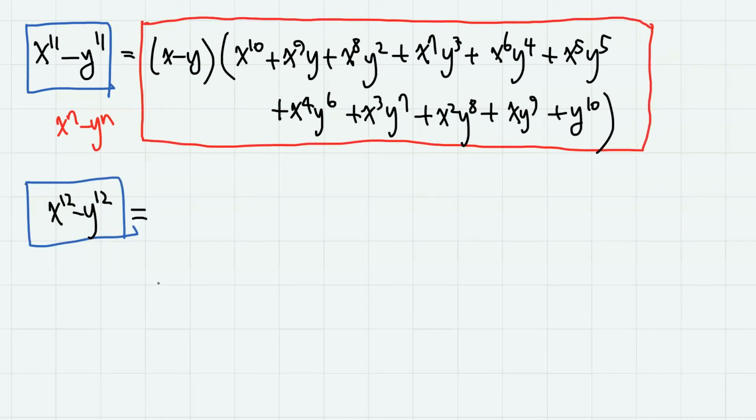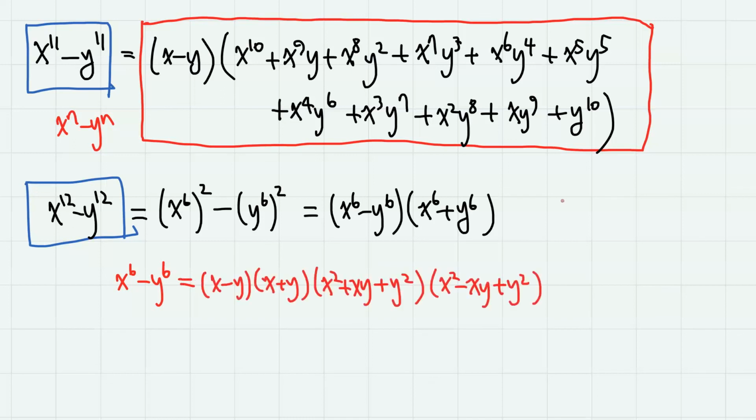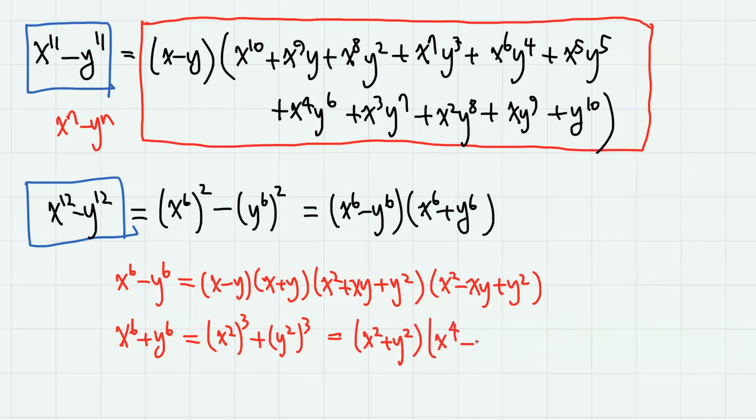And finally, the power of 12. Here we can apply the square formula. And here we have already obtained x to the 6 minus y to the 6, which was this one. And for the x to the 6 plus y to the 6, let us write this as x squared cubed plus y squared cubed, and apply the cubic formula. Then we have x squared plus y squared, x to the 4 minus x squared y squared plus y to the 4.